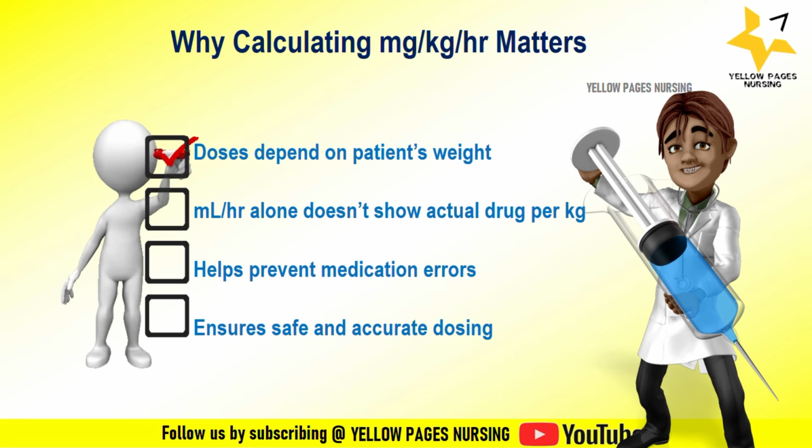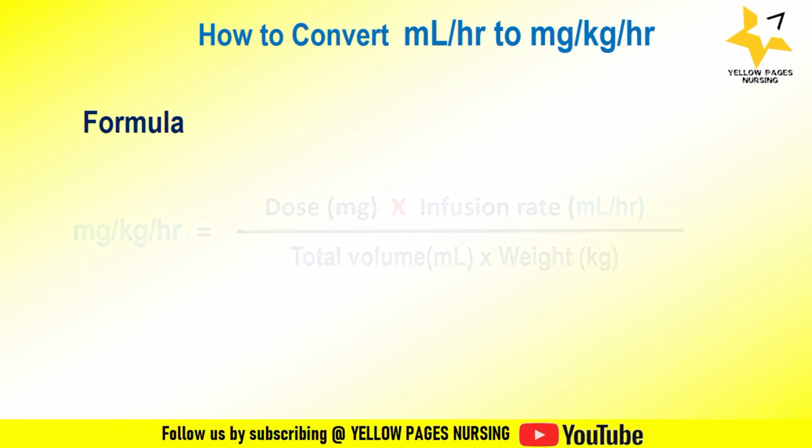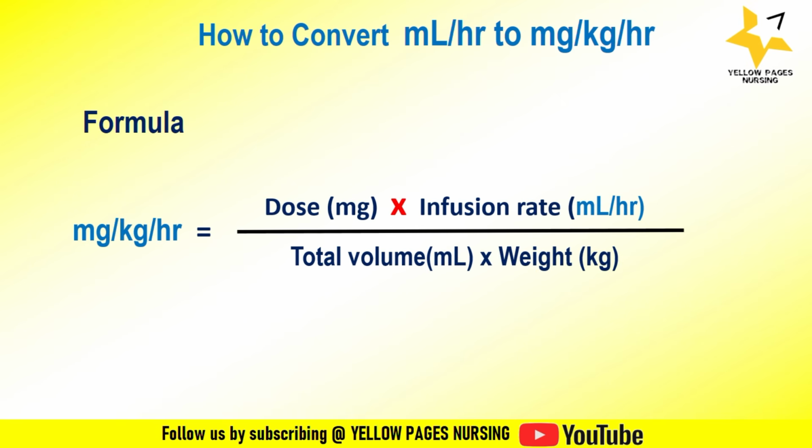Now, how to convert ml per hour to mg per kg per hour? By using a simple formula, mg per kg per hour is equal to dose in milligram multiplied by infusion rate in ml per hour divided by total volume in ml multiplied by weight in kilogram. Let's do an example for more clarity.